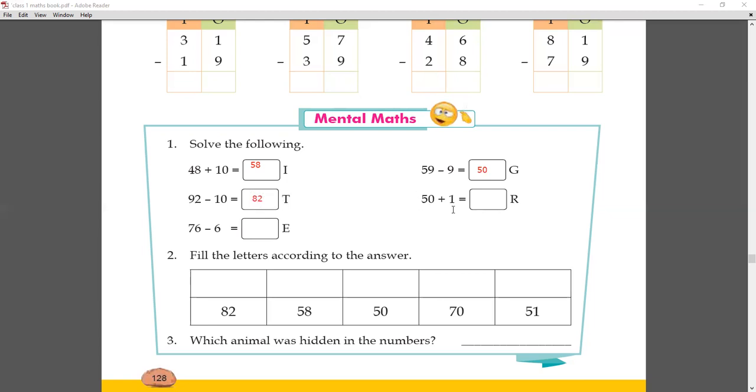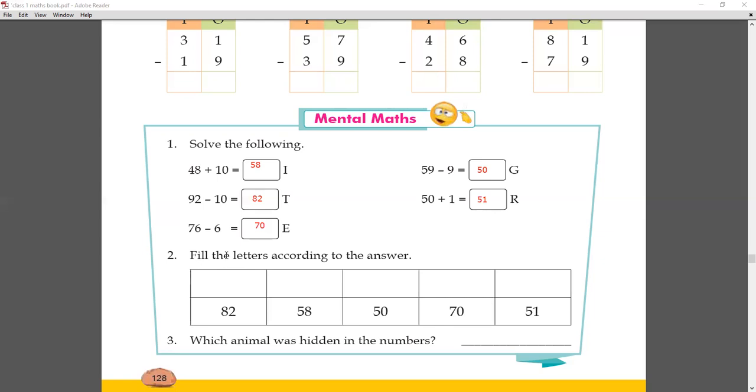Okay, next is 50 plus 1. Plus means forward. So 50 plus 1 is equal to 51. Okay, next is 76 minus 6. Minus means subtract. So backward counting, take your 6 fingers and count backward. 75, 74, 73, 72, 71 and 70. So what do we write here? 70. Okay. Look at this.